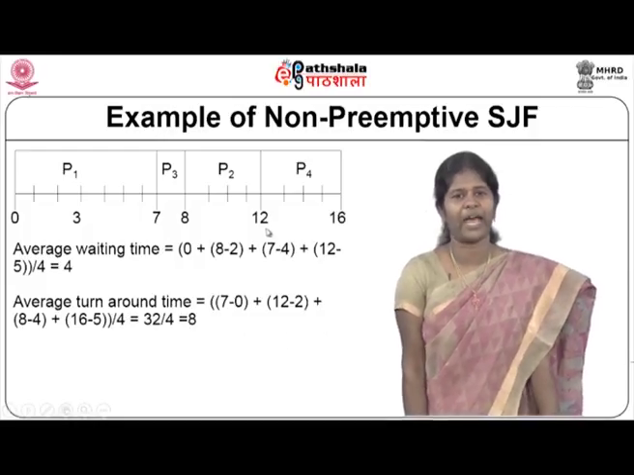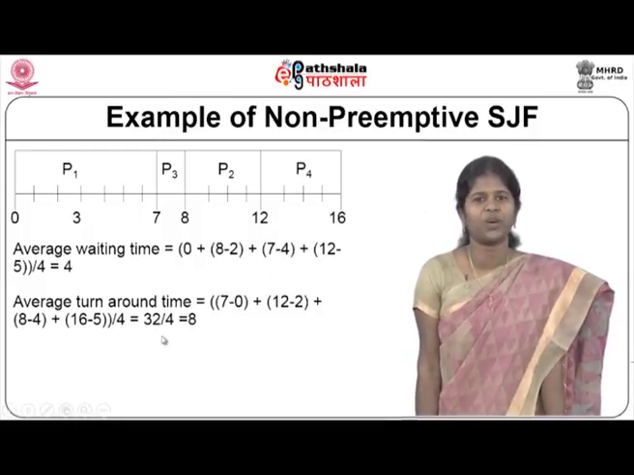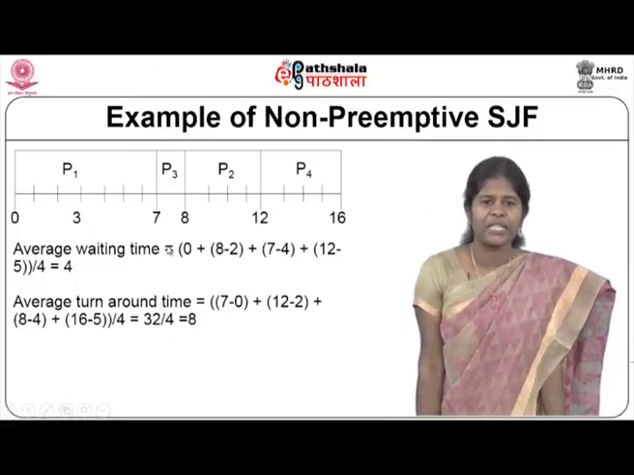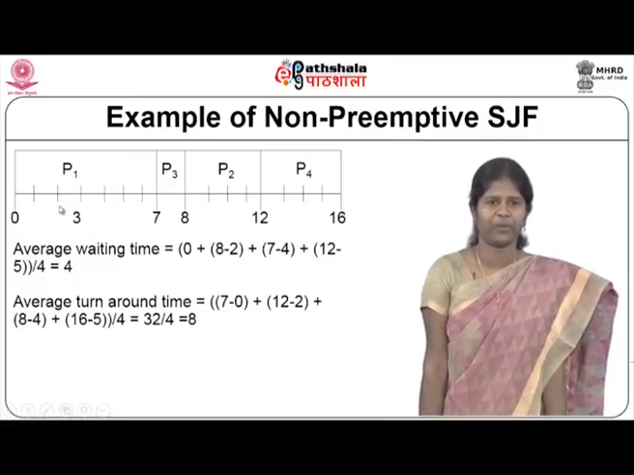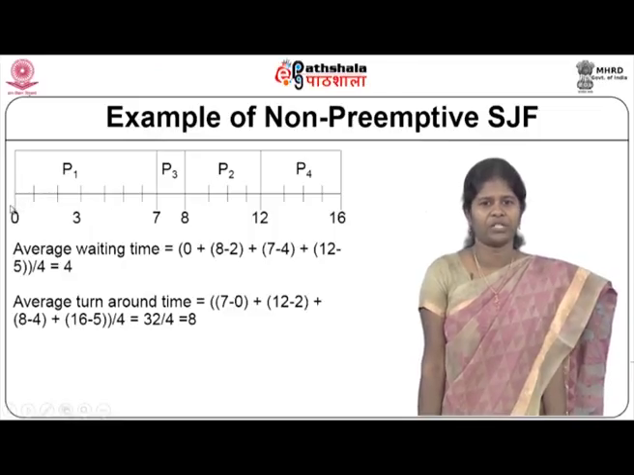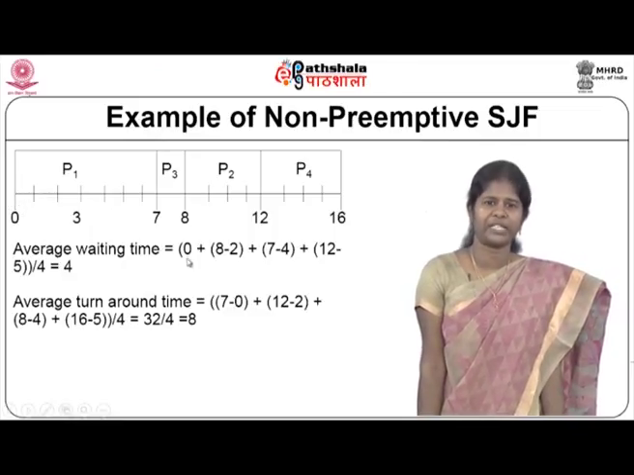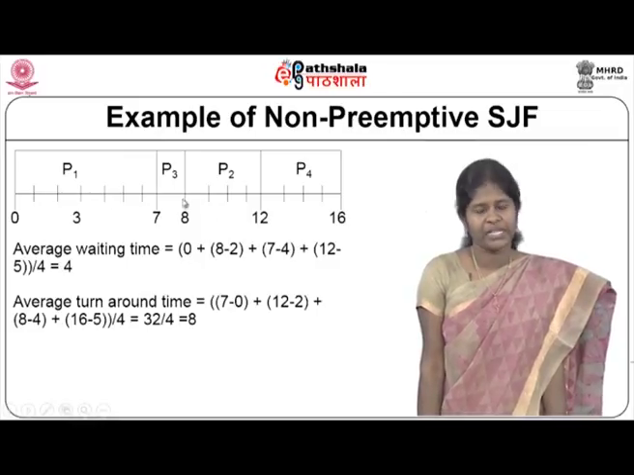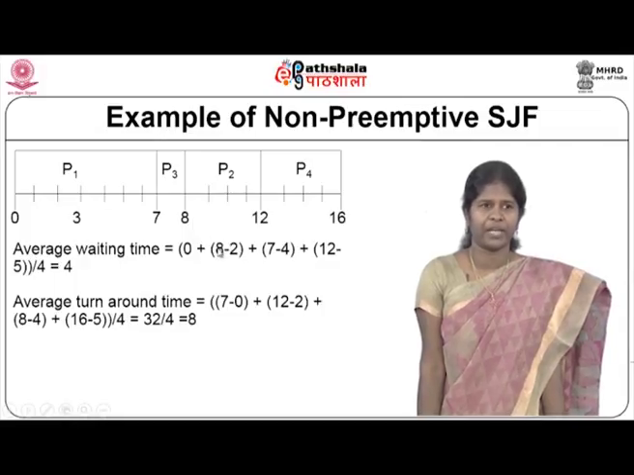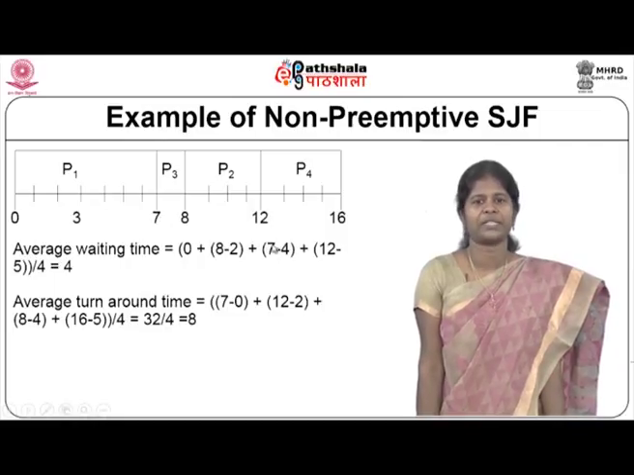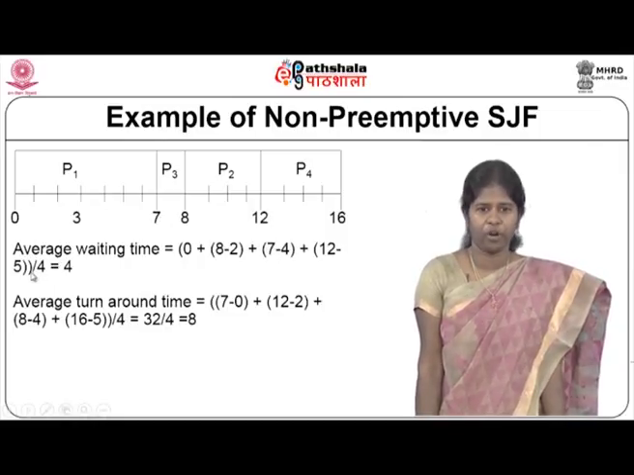Now we need to calculate the average waiting time and the average turnaround time for the processes. Here we need to consider the arrival time also. Looking at waiting time, P1 arrived at t equal to 0 and got scheduled at t equal to 0, so the waiting time is 0. P2 arrived at t equal to 2 but got scheduled only at t equal to 8, so the waiting time is 8 minus 2. P3 arrived at t equal to 4 and got scheduled at t equal to 7, so the waiting time is 7 minus 4. Similarly for P4, and so the average waiting time is 4.